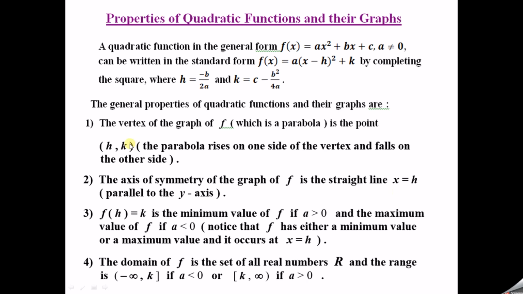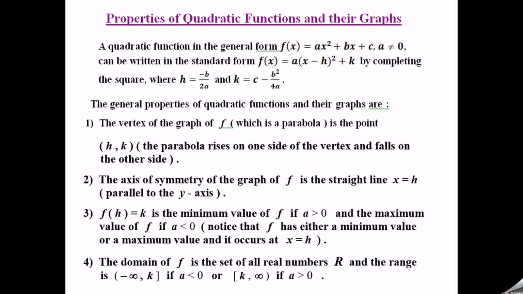So the vertex we have is (h, k), then the axis will be x is equal to h. Whenever you get (h, k), you take this h, and the axis of symmetry will be x is equal to h, which is a line parallel to the y-axis. Always, this x is equal to h is a line parallel to the y-axis.